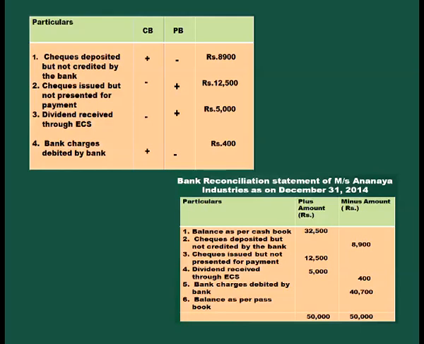Find out the difference. So, plus amount column, when you total, you will get 50,000, and minus amount column is having a shortage of 40,700. That will be the balance as per passbook, because you are starting from the balance as per cash book. And whenever you are starting from the balance as per cash book, you will reach to a point that is balance as per passbook.